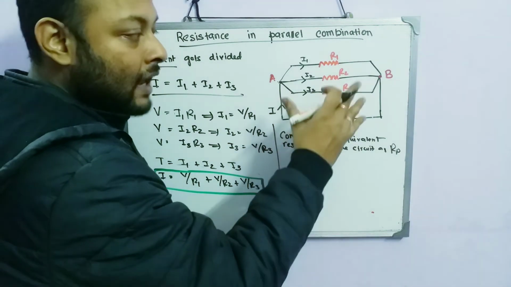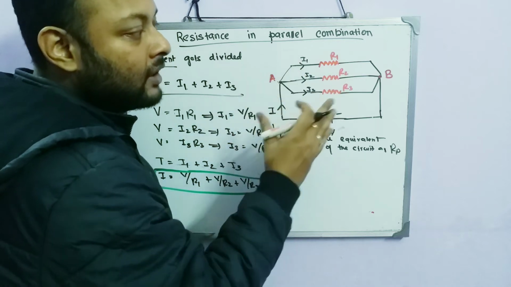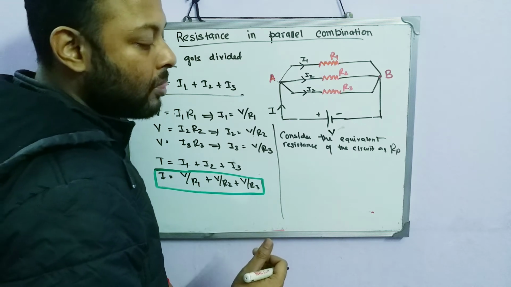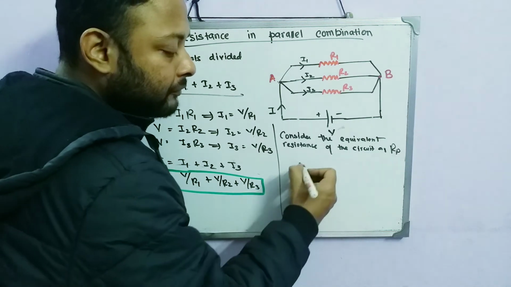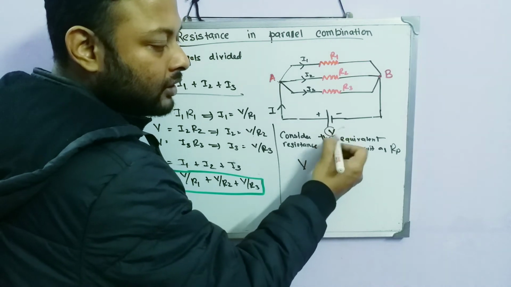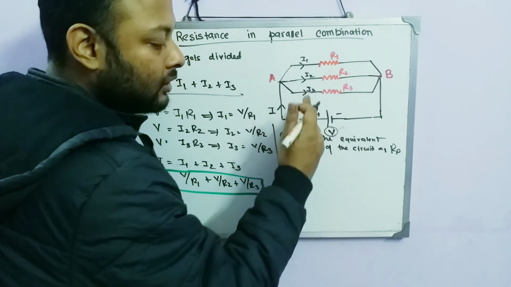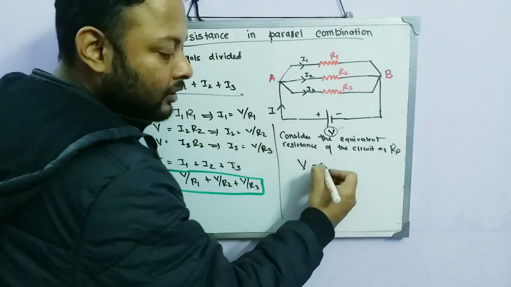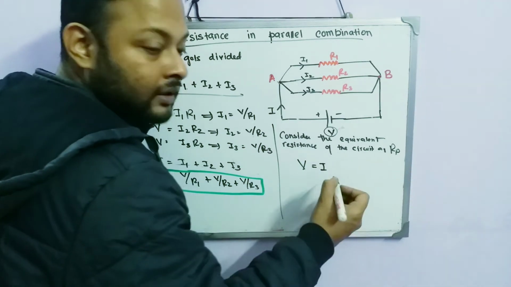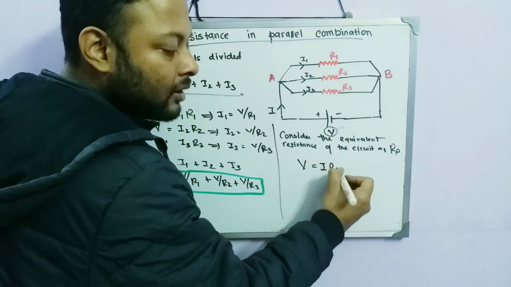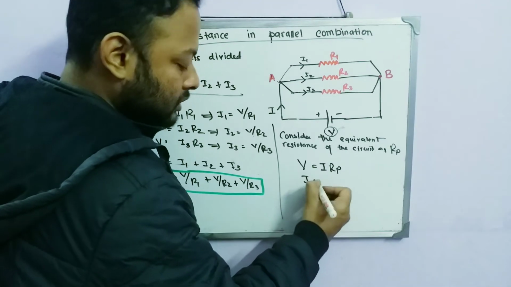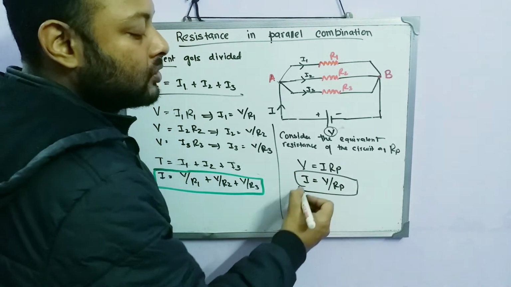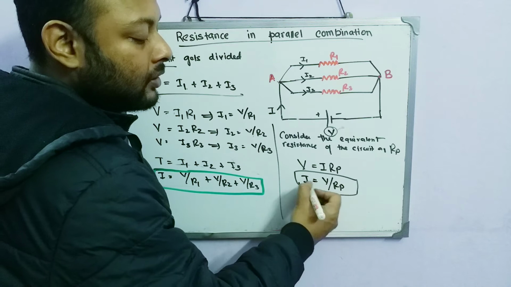Over here you assume that the net, or the resultant resistance, of this entire circuit is Rp. Equivalent resistance is Rp. Now if I use Ohm's law, I can say V is equal to the current I, which comes from this voltage, into the resistance of this entire circuit, which is Rp. So I is equal to V by Rp.